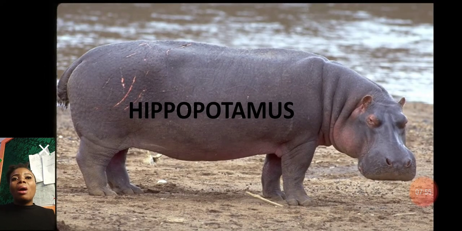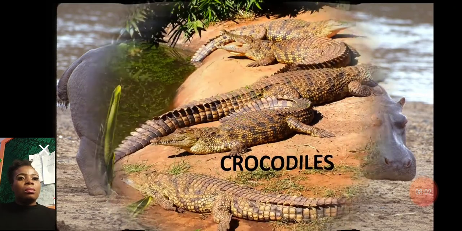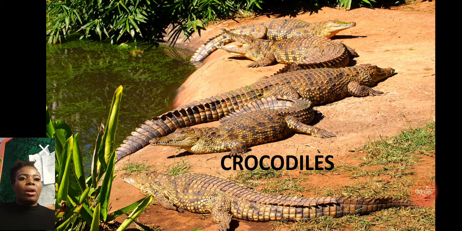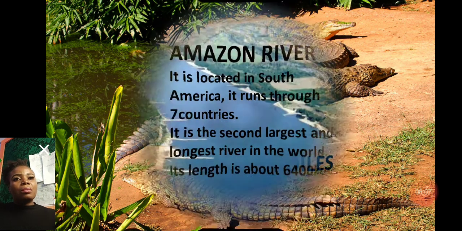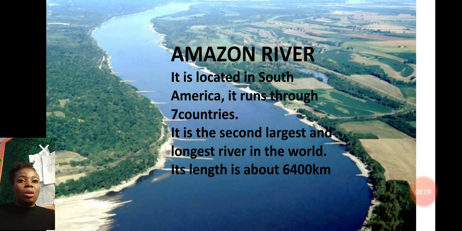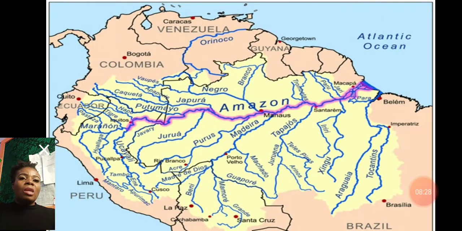We have some animals that live in River Nile and its banks, like the hippopotamus. Then we have Nile crocodiles. The next river we're going to look at is the Amazon River. It is located in South America. It runs through 7 countries. It is the second largest and longest river in the world, and its length is about 6,400 kilometers.